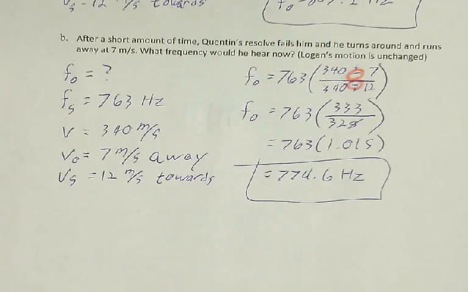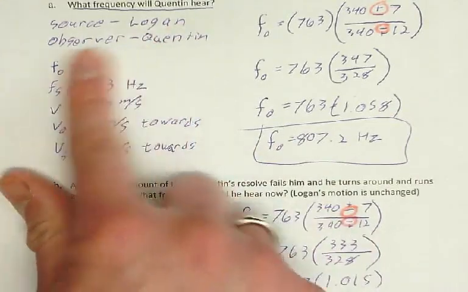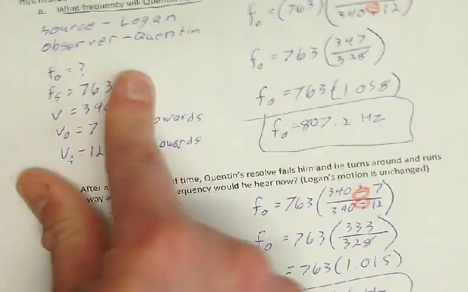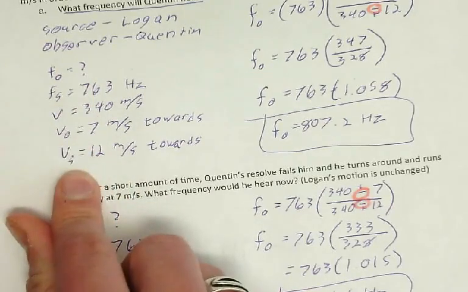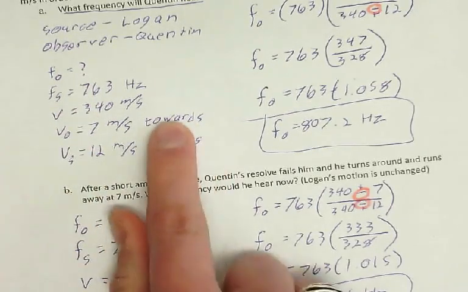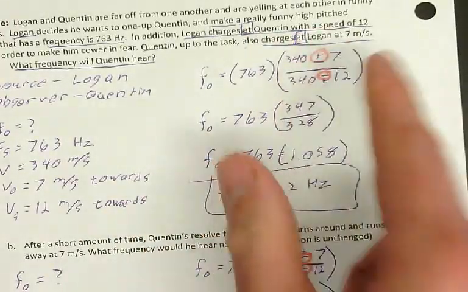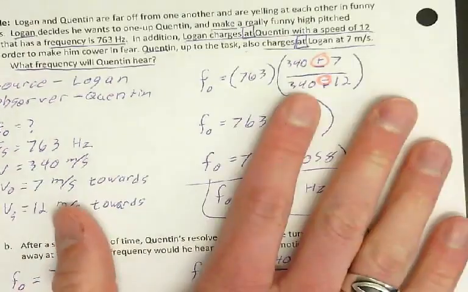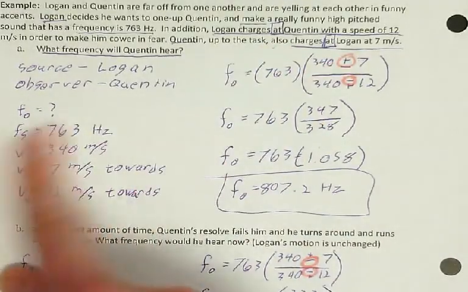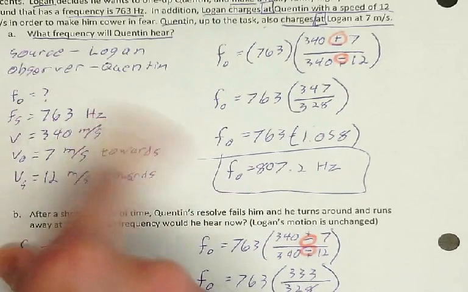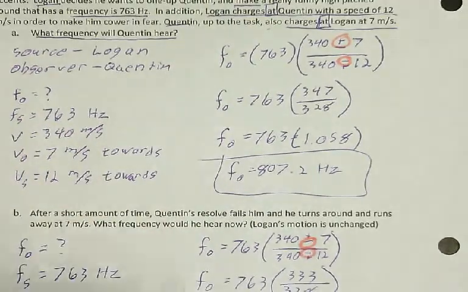So that's how you go about solving these problems. Decide who's the source and who's the observer. Set up all the values that you're given: FO, FS, V, VO, VS. Decide the direction of the observer and the source. And then set up the equation, pick the signs, and solve. Like I said, the solving is going to be the easiest part. The hardest part is figuring out the signs and getting the right knowns and unknowns and directions. If you can get through that part, the math will not be difficult.